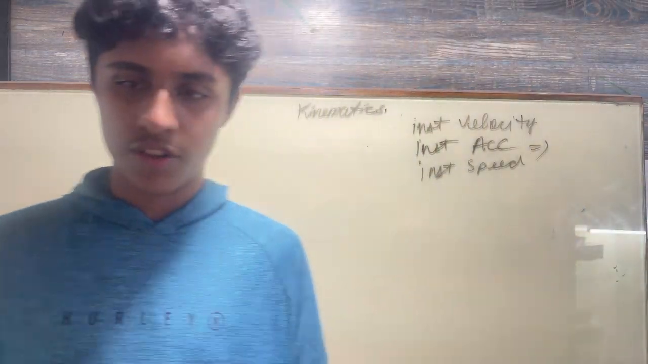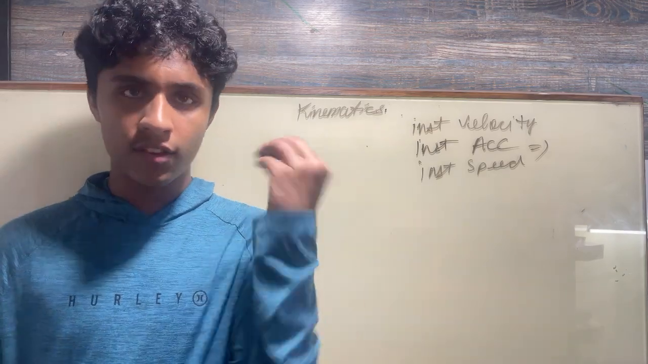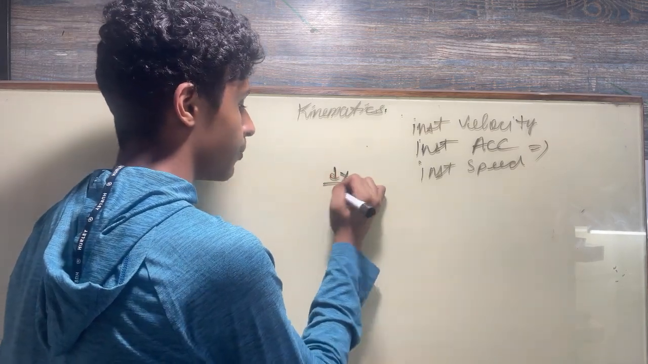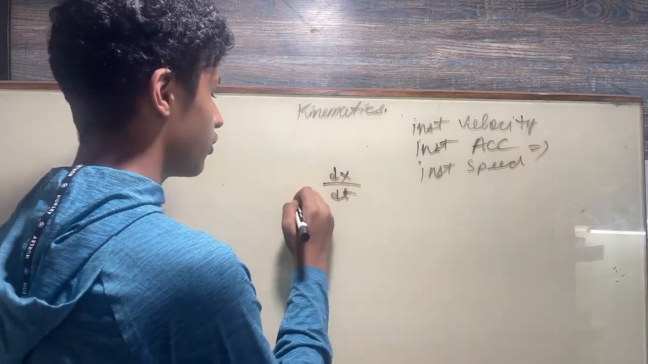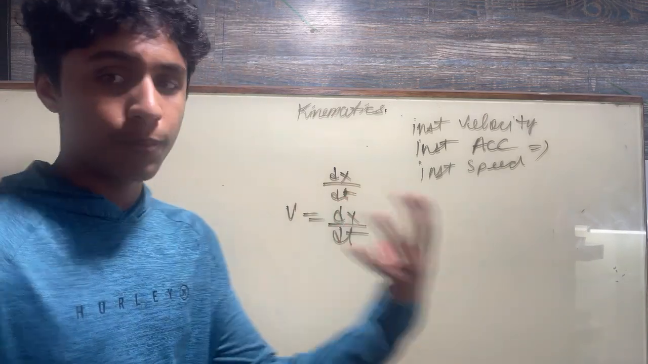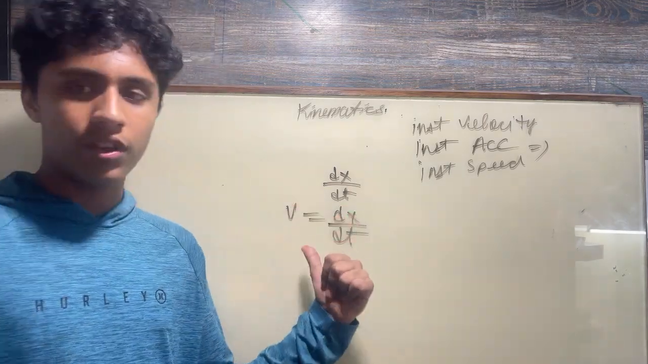So what do we know about instantaneous velocity? Instantaneous velocity just means at that exact moment what is my speed, which is nothing but dx by dt, which is pretty much just differentiation. You can write v is equal to dx by dt, so that means you're differentiating your displacement with respect to time and you get velocity.